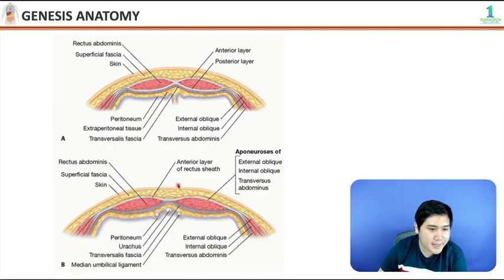However, what happens if you are below the arcuate line? Below the arcuate line, ito na lang, no? Lahat ng aponeurosis ay nasa anterior na. Behind, wala nang aponeurosis. It will only be the transversalis fascia. So, that's the difference if you are above and below the arcuate line.